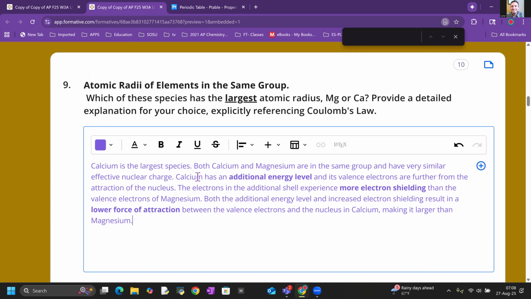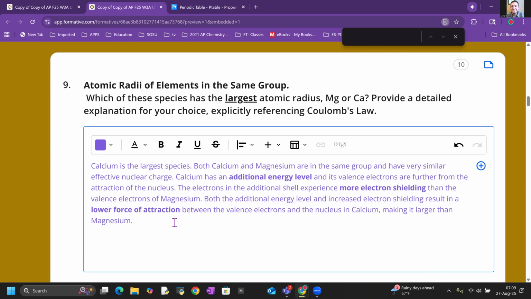So calcium, though, has an additional energy level, and its valence electrons are further from the attraction of the nucleus. Additionally, the electrons in the additional shell experience more electron shielding than the valence electrons of magnesium. So both the additional energy level and an increased electron shielding result in a lower force of attraction between the valence electrons and the nucleus in calcium, making it larger than magnesium.